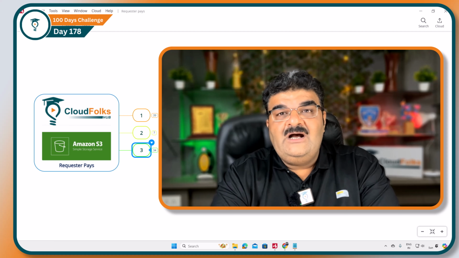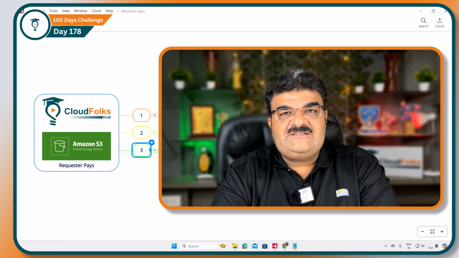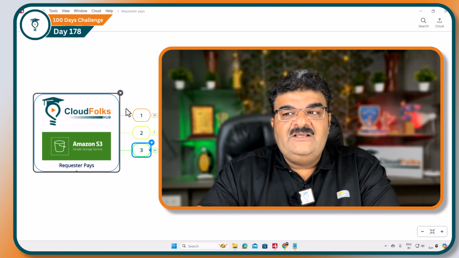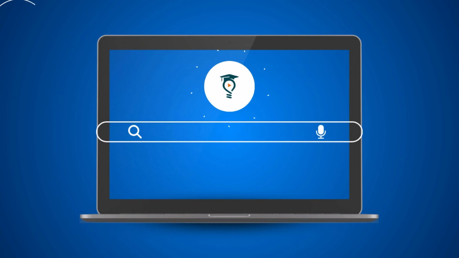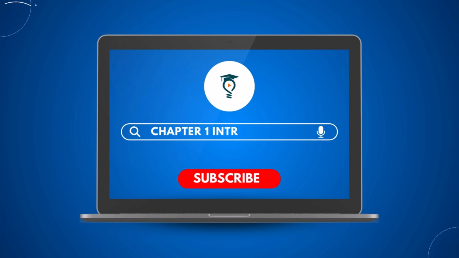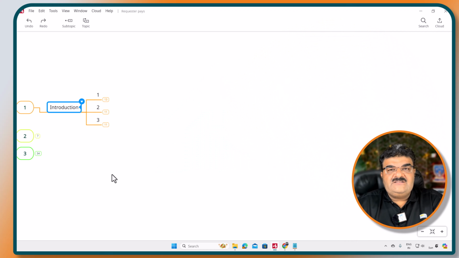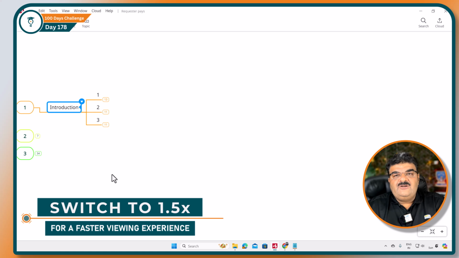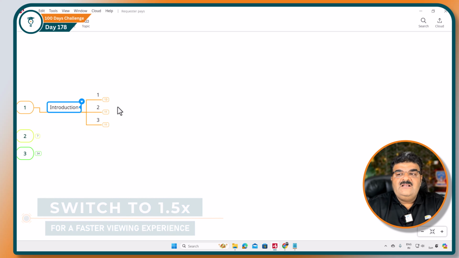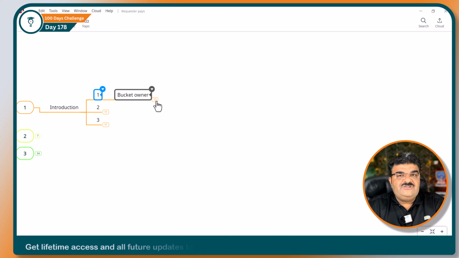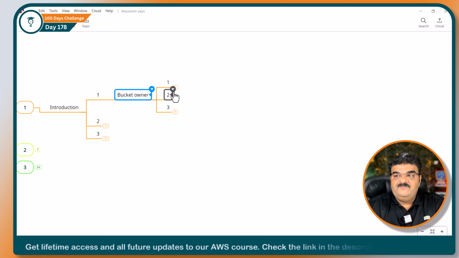We are going to understand this feature using 3 chapters. So, let's start with chapter number 1, Introduction. First of all, we need to understand some terminology because if you don't have an idea about this, it can confuse you. So, let's start with the first terminology known as bucket owner.